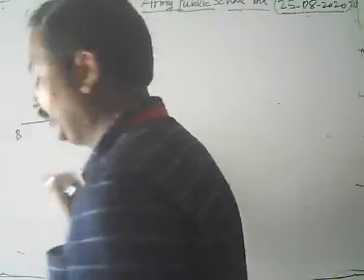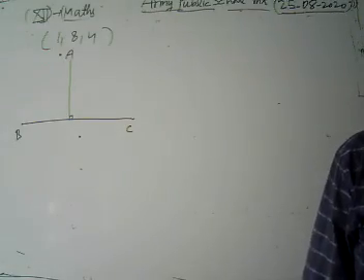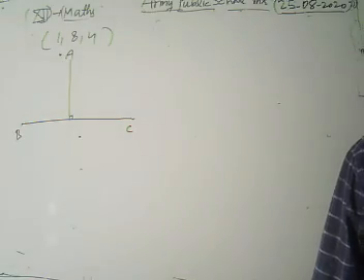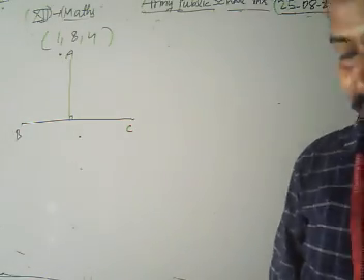Suppose here is our point A. Its coordinates are 1, 8, 4, and suppose there is a perpendicular on the line. Take the points B and C, whose coordinates are given. Find the coordinate of the foot of the perpendicular drawn from the point A 1, 8, 4 to the line joining the points B and C.